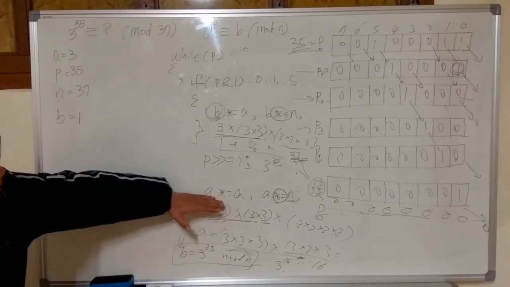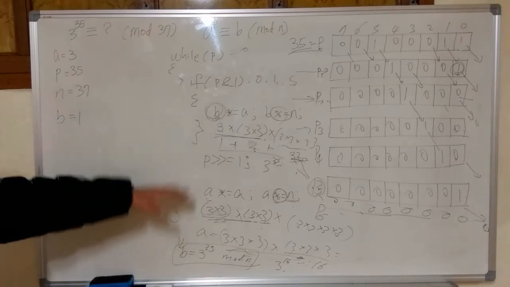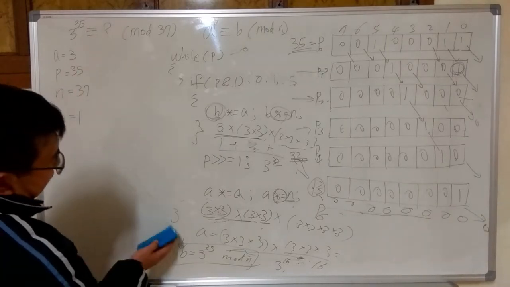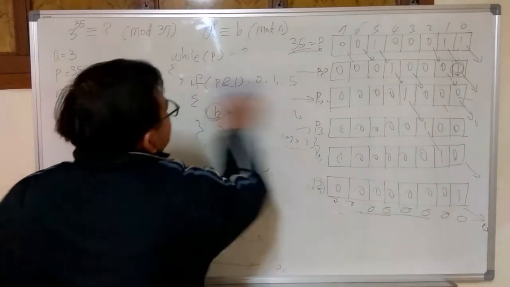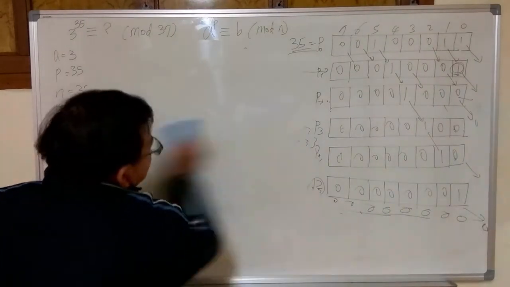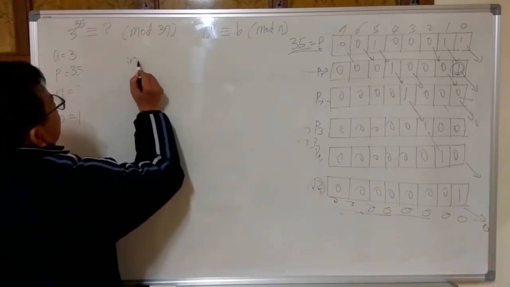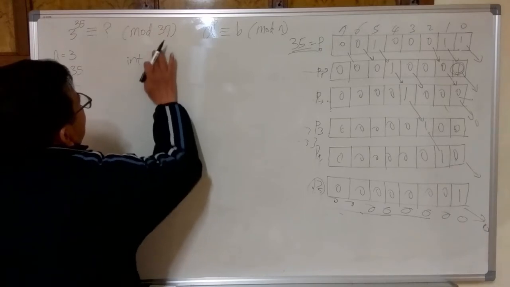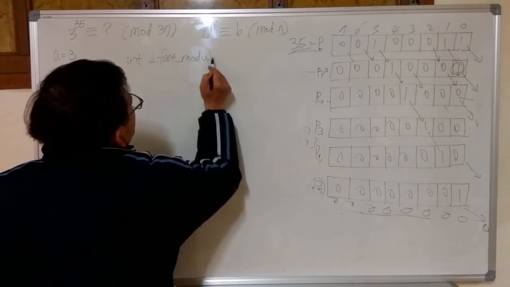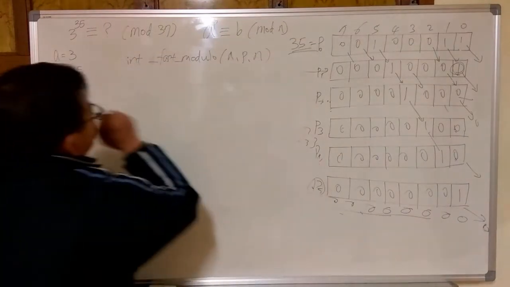This code looks very simple, but actually it's hard to understand if you are not accustomed to this kind of logic reasoning. I will make it clean. Try to picture it in your head. I will make a clean code. So we are making functions like this: int fast modulo, with A, P, N. Of course, these are integers.